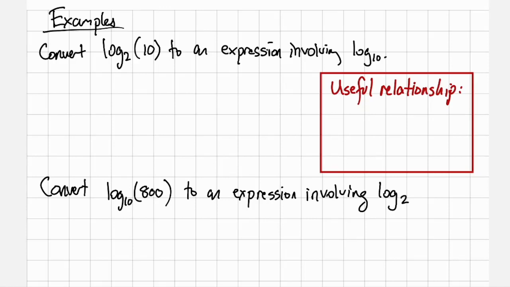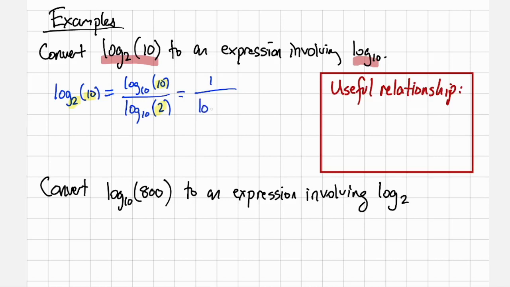Let's say we need to convert log base 2 of 10 into an expression involving log base 10. We'll apply the change of base formula and see that log base 2 of 10 is equal to log base 10 of 10 over log base 10 of 2. What we've done is take the argument of the original expression, and that becomes the argument in the numerator, and we take the base of the original expression, and it becomes the argument in the denominator. Now we can simplify this. Log base 10 of 10 is equal to 1, and we get that the log base 2 of 10 is equal to 1 over log base 10 of 2.